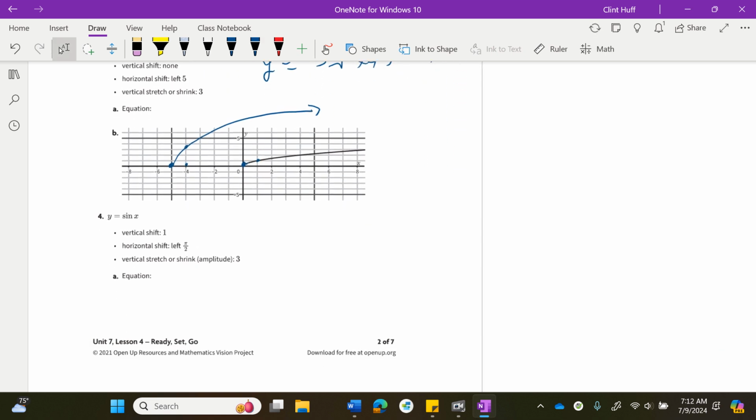Okay, sine of x, y equals sine x. Vertical shift up of 1 is going to give us a plus 1. Horizontal shift left of pi over 2, x plus pi over 2. And a vertical stretch of 3 is going to give us a 3 right there.